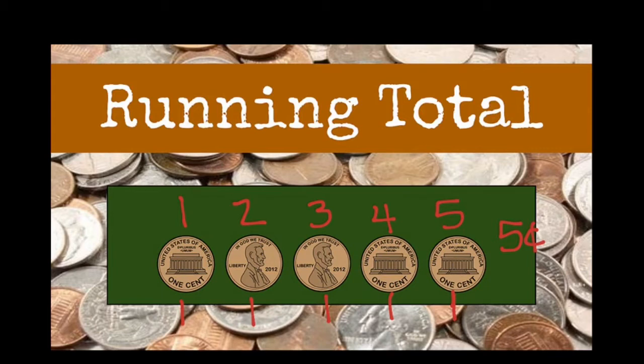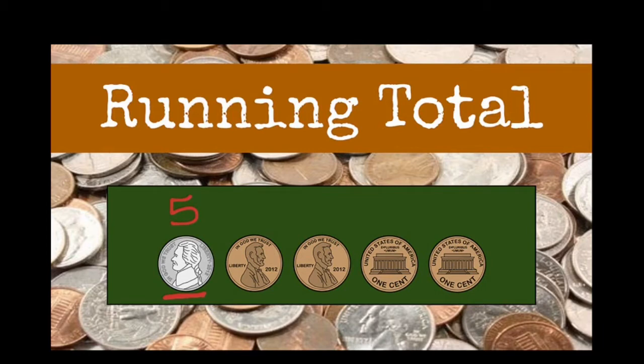Now, what if I have more than just pennies? What if I throw a nickel in there? Well, the trick is to always start with the coin that has the highest value. In this case, that's our nickel. So we're going to start by saying 5 because a nickel is worth 5 cents. And then we have pennies, and pennies are just worth 1. So we're going to go 5 and we're going to add 1, 6, 7, 8, 9. I added ones as I went along with the pennies. So we have 9 cents here.